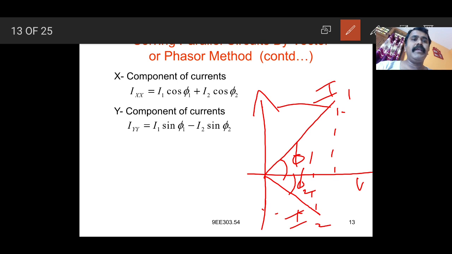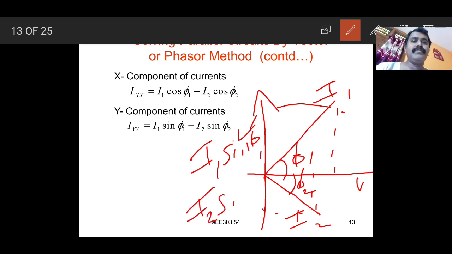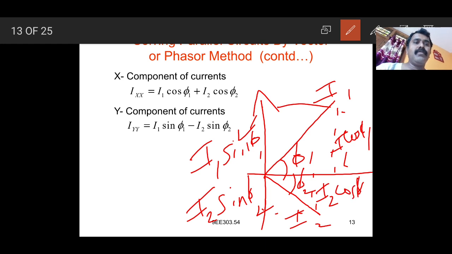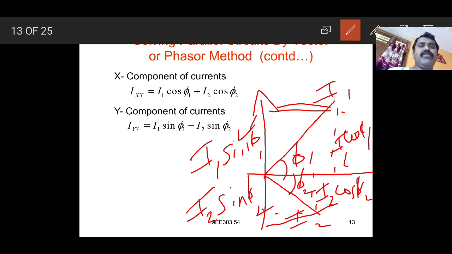So the components are I1 sin phi 1, I2 sin phi 2, I1 cos phi 1 and I2 cos phi 2. The X component of the current is Ix equal to I1 cos phi 1 plus I2 cos phi 2. The Y component of the current is Iy equal to I1 sin phi 1 minus I2 sin phi 2, minus because the inductance is connected, that is a lag.